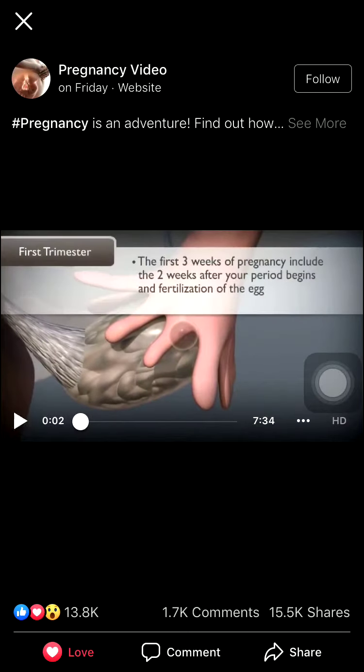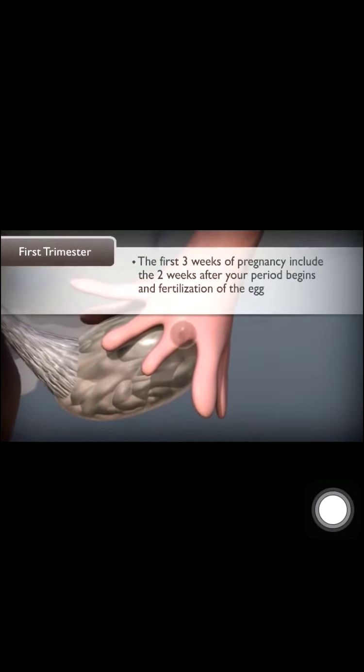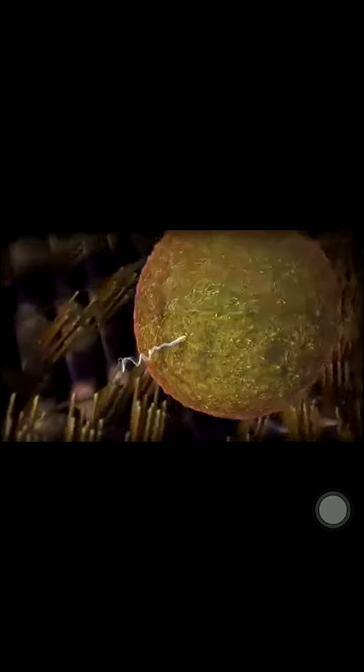The first 3 weeks of pregnancy include the 2 weeks after your period begins and fertilization of the egg. The sperm and egg unite to form a single cell called a zygote. The cell divides to form a cluster of cells that travels down the fallopian tube to the uterus.